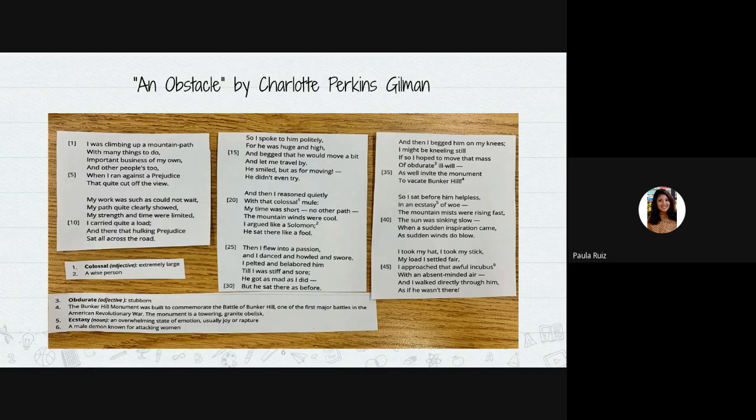He smiled, but as for moving, he didn't even try. And then I reasoned quietly with that colossal mule. My time was short, no other path. The mountain winds were cool.